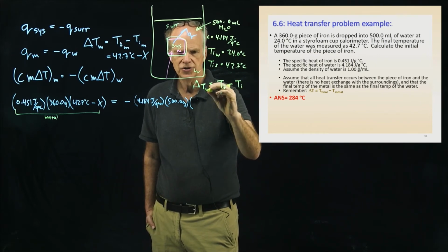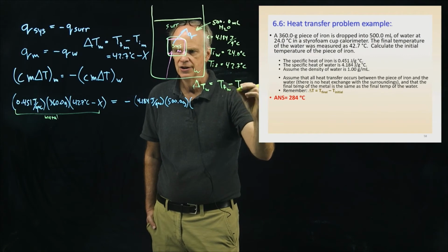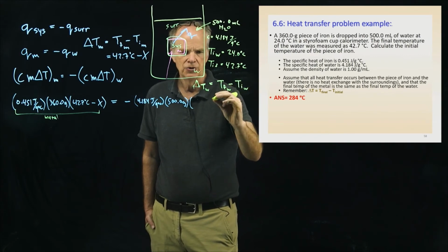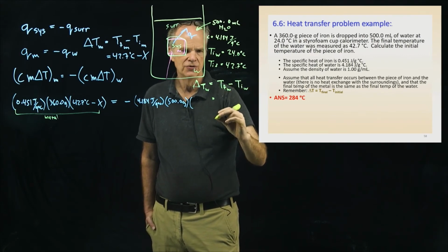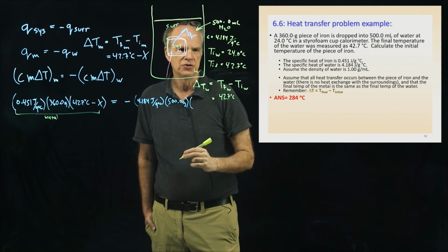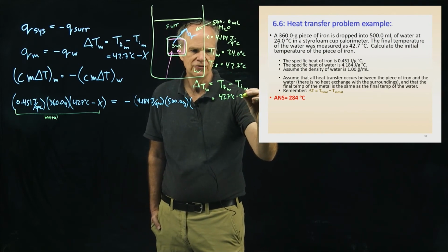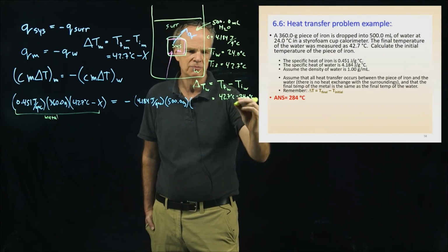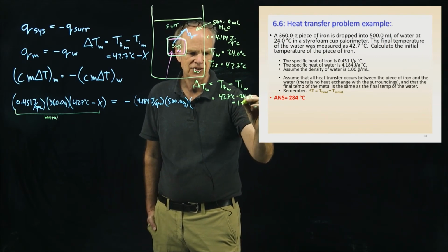And so just to indicate that this is water, I'm going to put W's here. So what is the final temperature of the water? It is 42.7 degrees Celsius. What is the initial temperature of the water? It is 24.0 degrees Celsius. And so what it's going to be is 18.7 degrees Celsius.